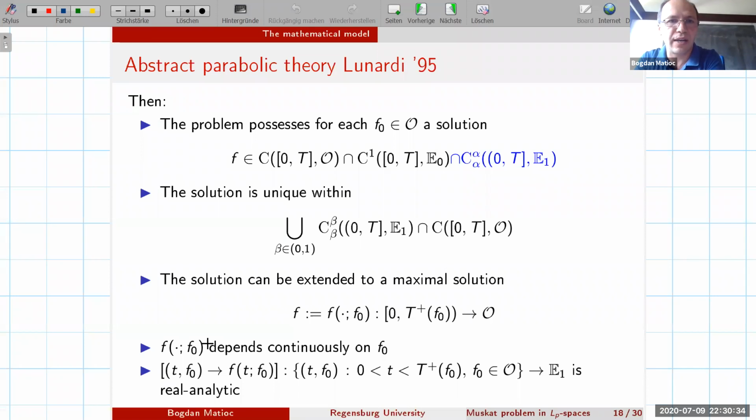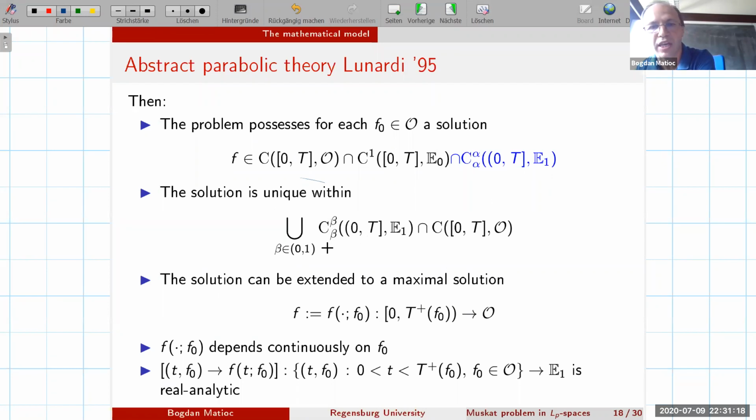Okay, and the result of Alessandra Lunardi says that for each initial data f naught in this open subset O, the problem has a unique strict solution, which also belongs to some singular Hölder space C^alpha_alpha, where alpha is a priori fixed. So the uniqueness does not hold in our theory in the setting of strict solutions, but in the smaller class of strict solutions which belong to some singular Hölder space C^beta_beta. But the good news is that beta can be chosen arbitrarily small.